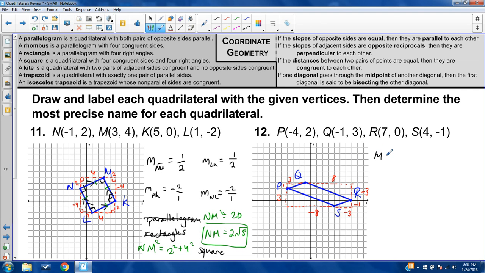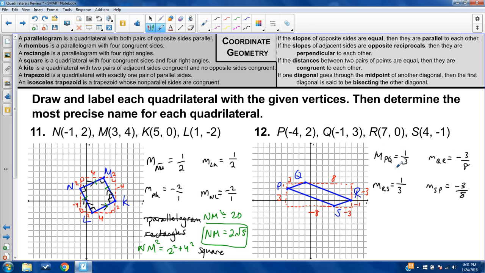Slope of PQ is 1 over 3. Slope of QR is negative 3 over 8. Okay, down 3 over 8. The slope of RS is negative 1 over negative 3, which does change to 1 over 3. And the slope of SP is 3 over negative 8, which is also negative 3/8.